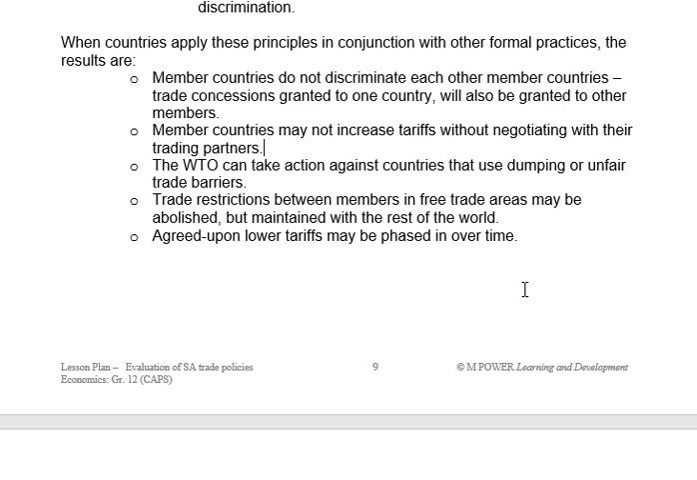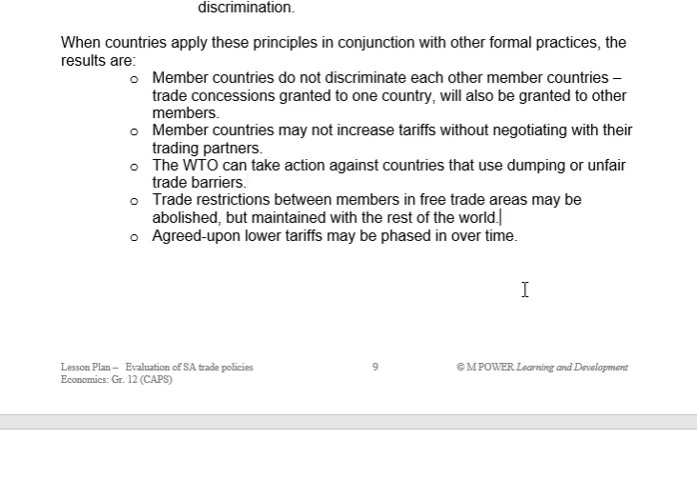Then, trade restrictions between members in a free trade area may be abolished, but maintained with the rest of the world. Obviously, if you are part of a free trade area, it means that with member countries in this free trade area, goods and services can move freely. But it doesn't mean that goods and services are going to flow freely between other countries that are not members of this free trade union. That is what this point means. If you establish a free trade area, goods and services flow freely between the member countries, but obviously not necessarily with the rest of the world.